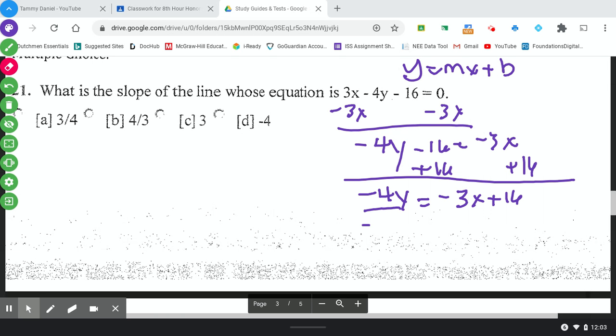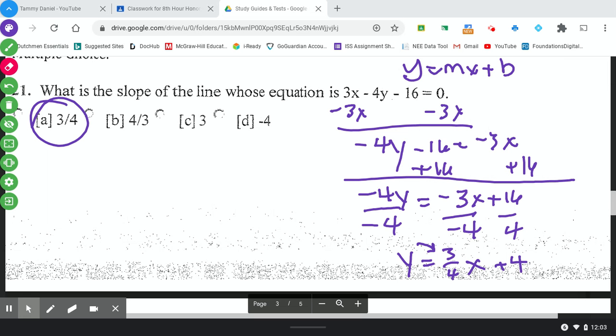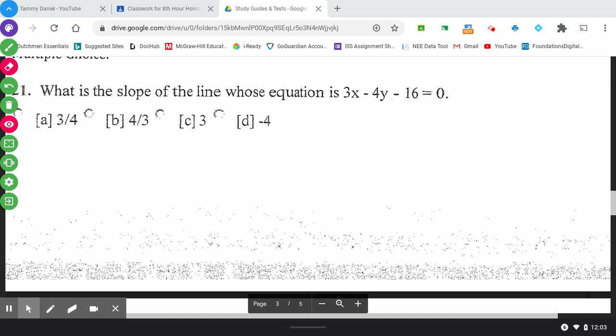And then we're going to divide by a negative 4. And we get y is positive 3/4 x, because we have a negative over negative, and then plus 4. So that's the equation of the line. So our slope is positive 3/4, which is letter A. All right.